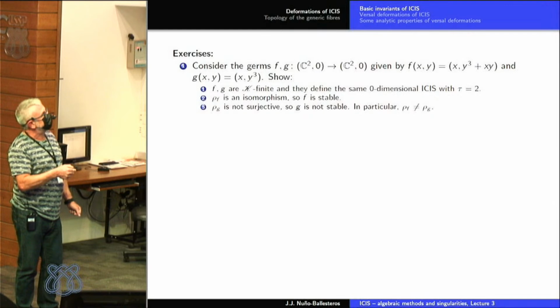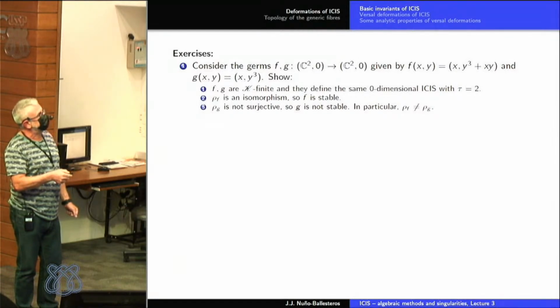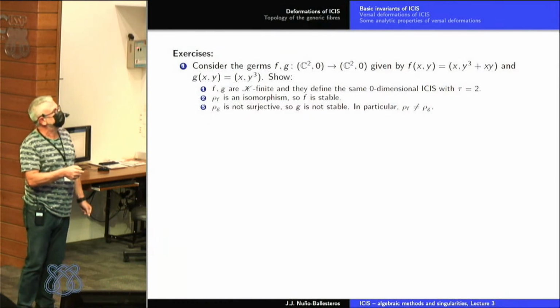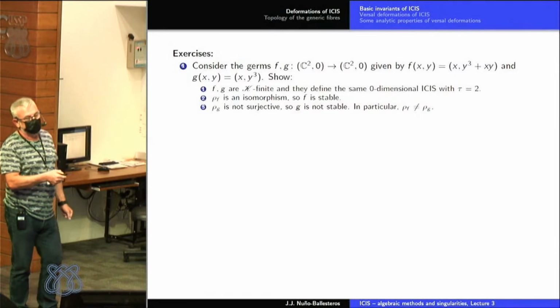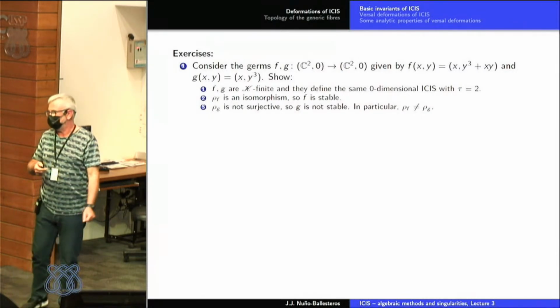So we can see that F and G are both K-finite, and they define the same ICIS of dimension 0. Moreover, in this case, the Tjurina number is 2. But for the first one, the Kodaira-Spencer map is an isomorphism, so F is stable. This is not difficult to see. And for the second one, the Kodaira-Spencer map is not surjective, so G is not stable. So in particular, the Kodaira-Spencer maps are different.